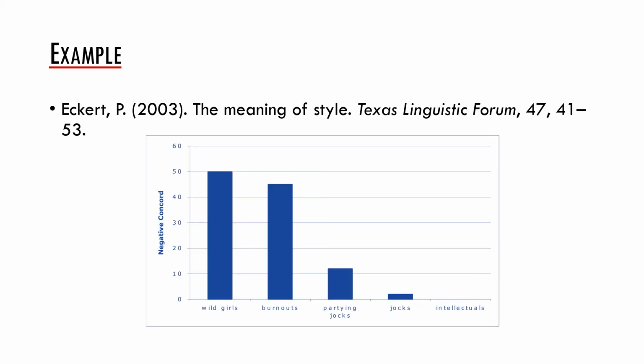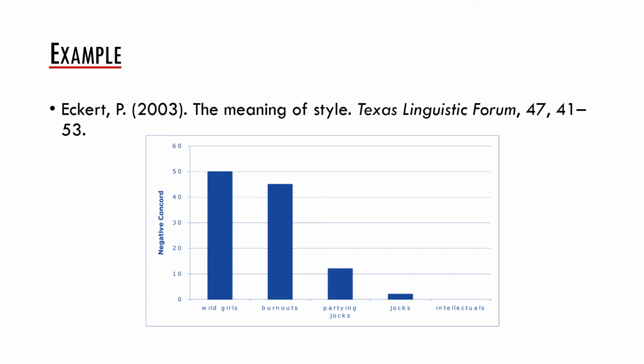An example of the use of the community of practice concept is Penelope Eckert's research analyzing language variation in one Detroit high school. In the plot, we can see the percentage of use of negative concord in English in 5 groups of women students. Negative concord, or double negation, is a construction in which more than one negation is used, such as I don't never have no problems, instead of I don't ever have any problems. It is a quite common construction in English, but it is also rather stigmatized.